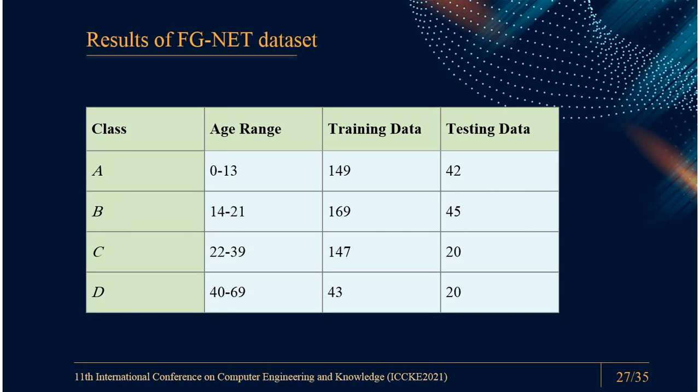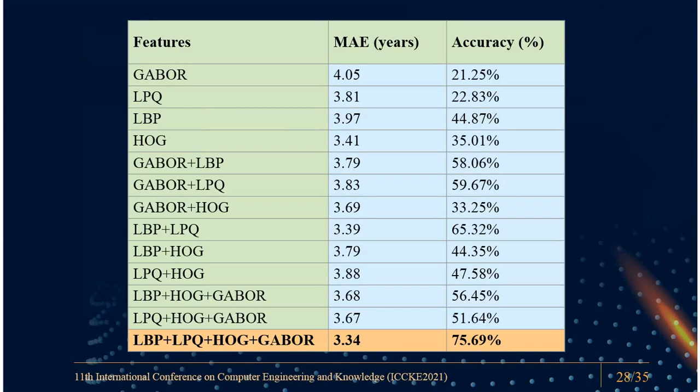First, the results of the FGNet dataset. Firstly, our data are divided into four groups, A, B, C, D, based on the age range. Then each group is divided into two subgroups called training data and testing data, with 80% for training data and 20% for testing data. As you can see in this table, we use different feature combinations and evaluate our work using each, and the best result was obtained using LBP, LPQ, HOG, and Gabor. The MAE is 3.34 years, and the accuracy is 75.69%, for LBP, LPQ, HOG, and Gabor.